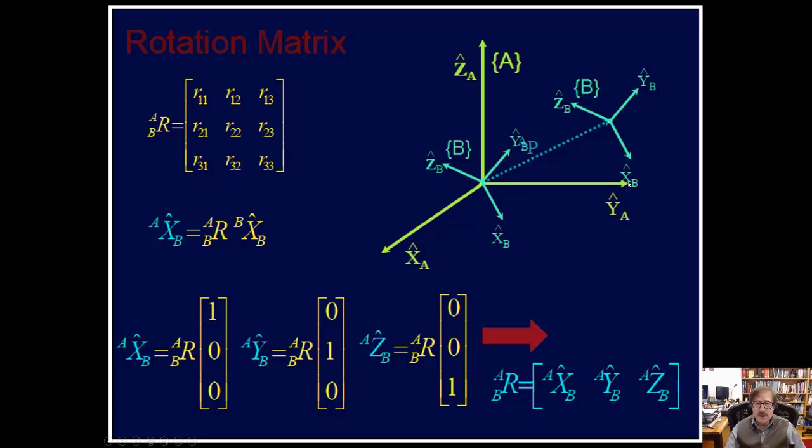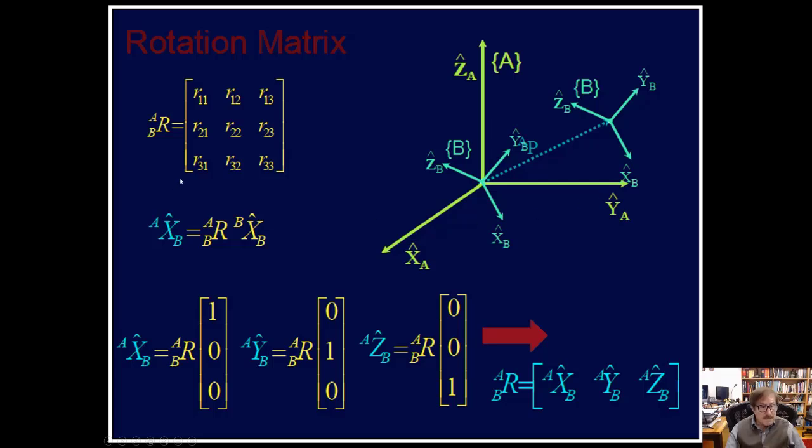When we look at the rotation matrix, the position vector is actually not important anymore, because we have transferred the B frame to the origin of the A frame. We can think of it as the B frame now being at the origin, because we are just concerned about how much this B frame rotated with respect to the A frame.